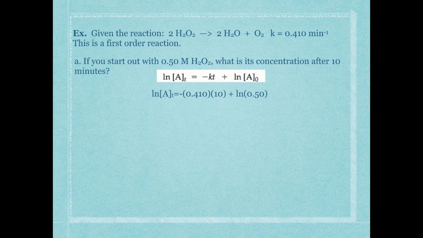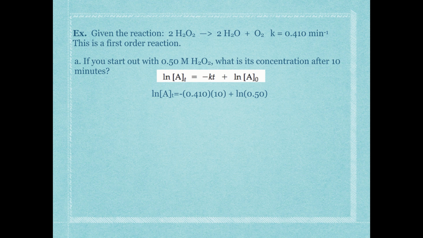The only thing to be careful with: notice for my K, my units are minutes to the negative 1. Therefore, my time can be in minutes, since minutes to the negative 1 and minutes cancel each other out. If I gave you seconds, for example, or if your K were in seconds to the negative 1, you would have to convert one of them into the other unit. So just be careful with that.